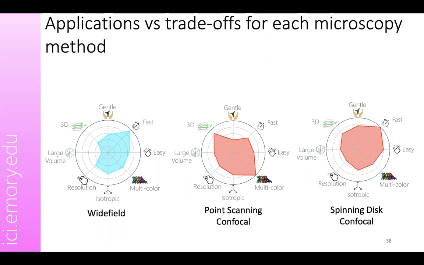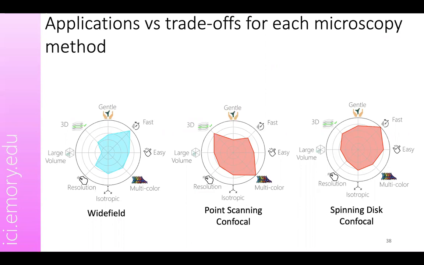No problem. All right, so let me go back and talk a bit about comparison between different microscopy methods. I don't know at what point I got muted, but let me rehash. Different microscopy methods can be broken down based on whether they are gentle, fast, easy, how many colors you can do, whether they are isotropic. What isotropic means is whether you are getting the same resolution in X, Y, and Z dimensions. And what kind of resolution you can get.